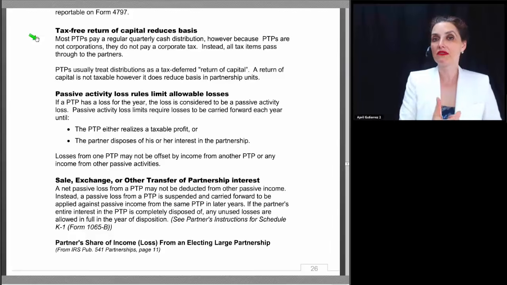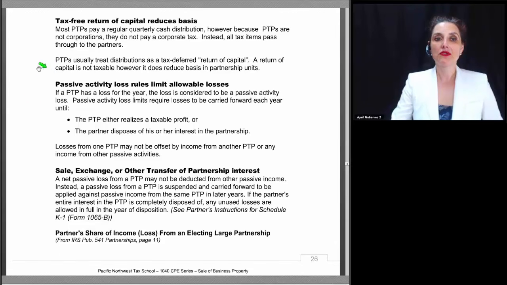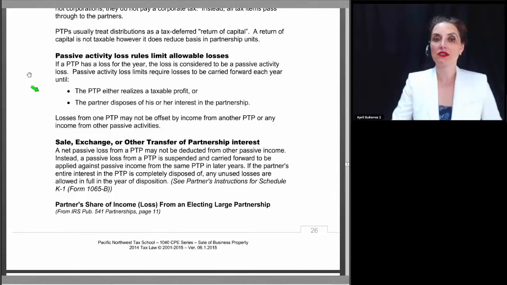But your original cost basis in that PTP is what's reflected on the 1099-B, and not the reduced basis that is a result of these amounts being given back to you. PTPs usually treat distributions as tax-deferred return of capital, and a return of capital is not taxable. However, it does reduce the basis in the partnership units.